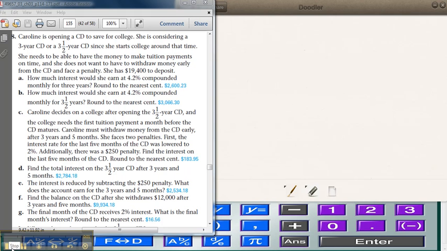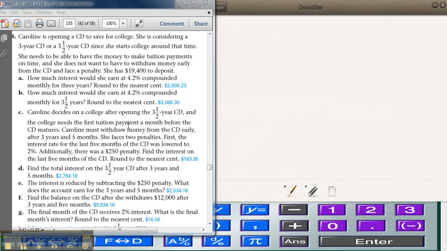Okay, welcome to Part C. Part C, Caroline decides on a college after opening a 3.5 year CD, and the college needs the first tuition payment a month before the CD matures. Caroline must withdraw money from the CD early. After 3 years and 5 months, she faces two penalties.